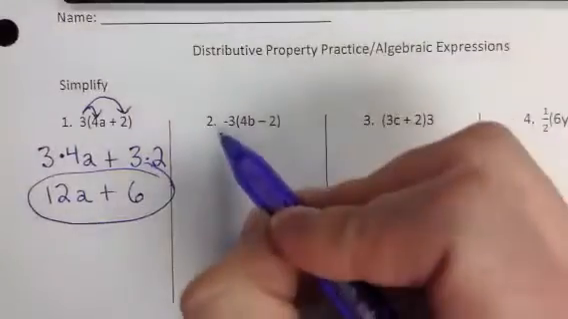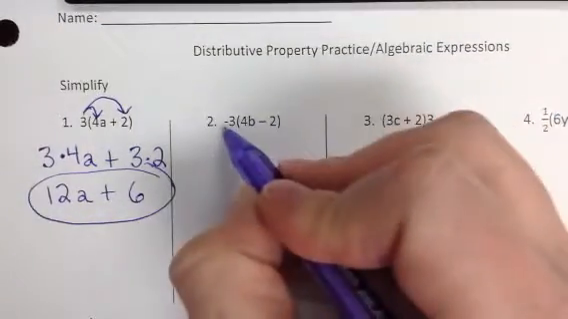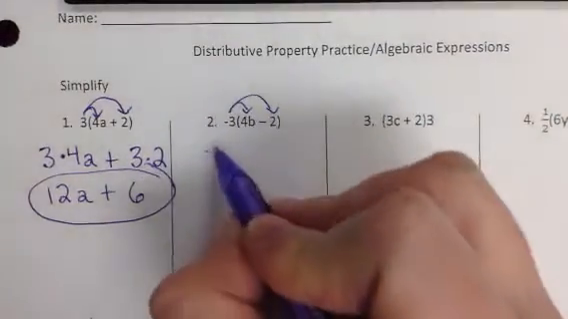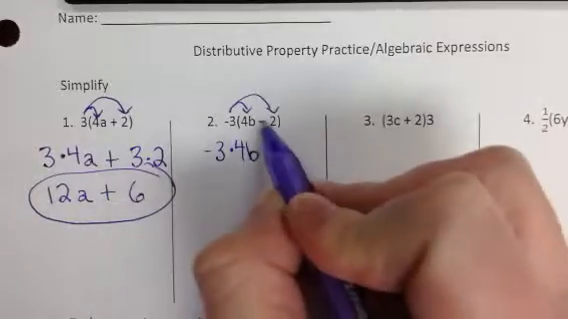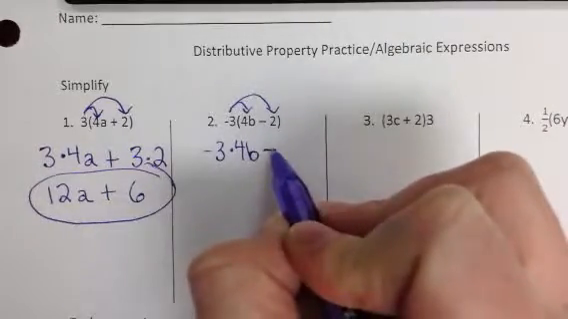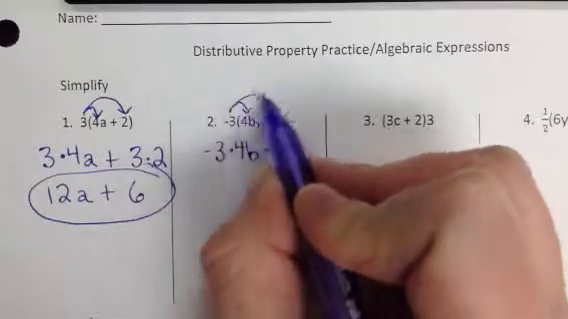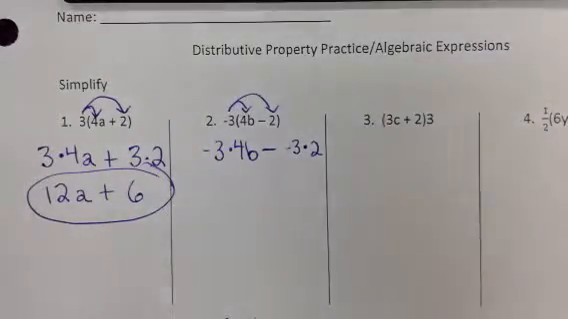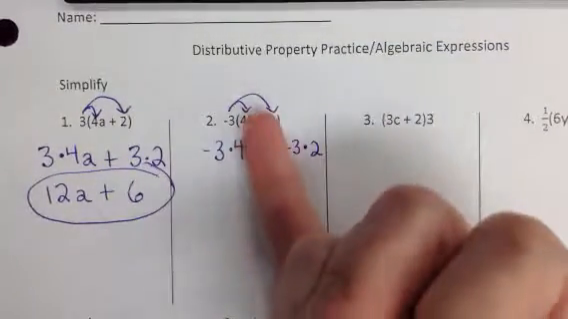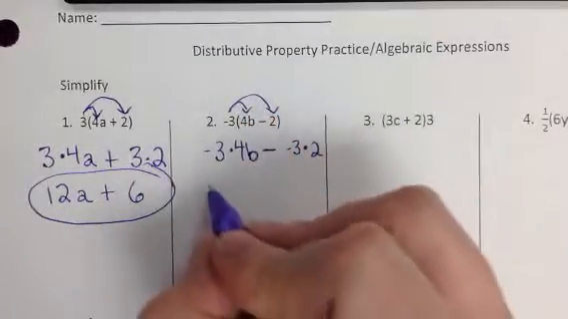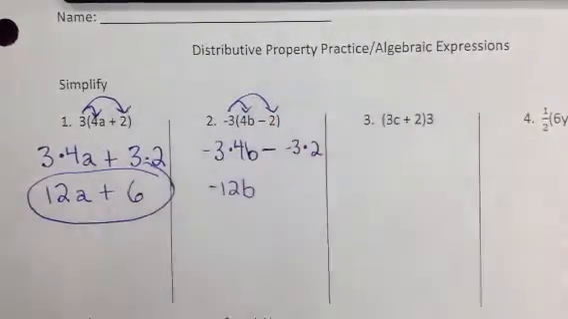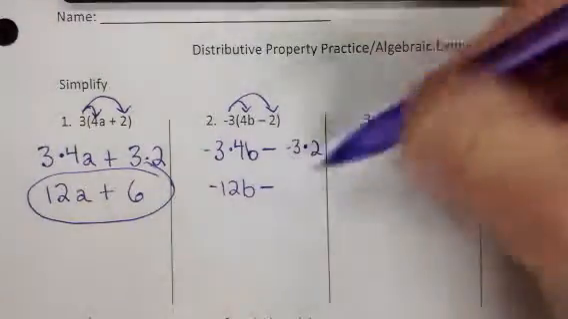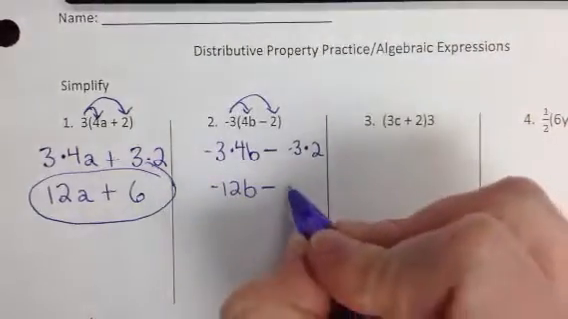Number 2, same scenario. I cannot work this in here, so I'm going to take this negative 3 to both terms by multiplying. I'm going to work negative 3 times 4B. They have a subtract sign, so I bring it down. Now I'm working negative 3 times 2. Okay, so right here, I'm going to multiply the negative 3 times 4 to get negative 12. I bring down the B with it. They had a minus sign, so I'm going to go ahead and bring that down. Now I have to work negative 3 times 2 is negative 6.